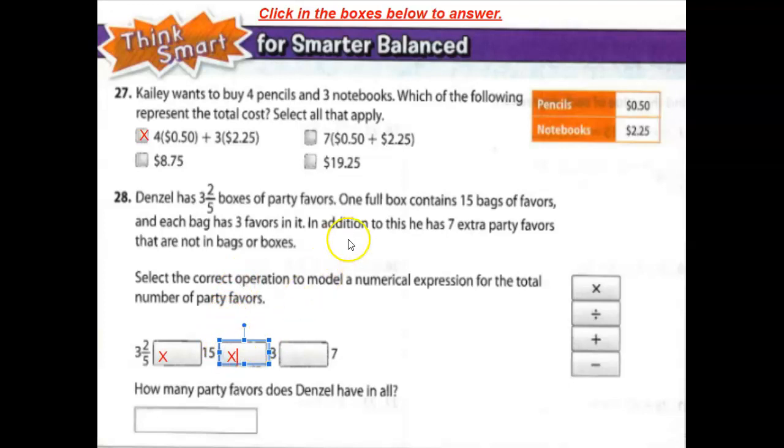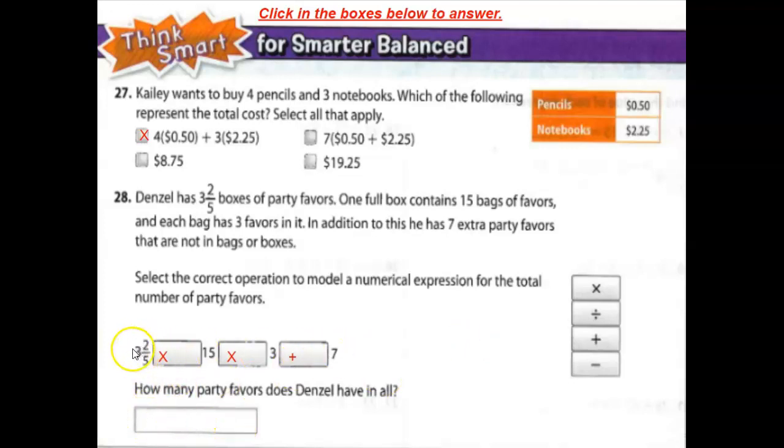And at the end, it says, in addition to this, he has 7 extra party favors that are not in bags. So what would you do on that one? We're just going to add 7 more, right? So basically I gave this one away to you guys, but you still have to solve it for this last part, which you put right here. So good luck on that. I'm actually going to write the plus sign for you. This is your equation. You've got to solve it though.